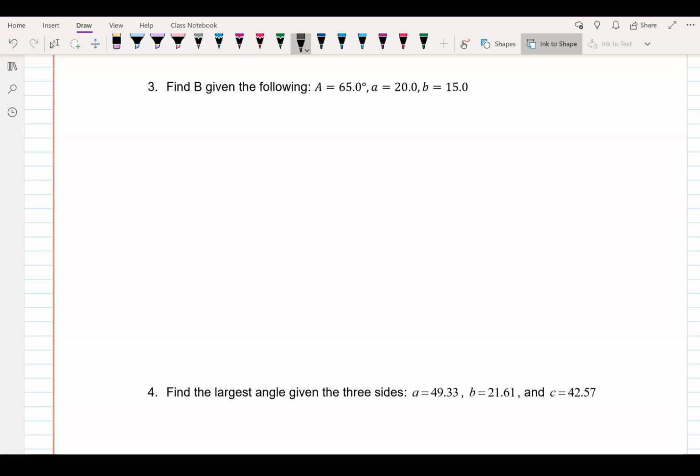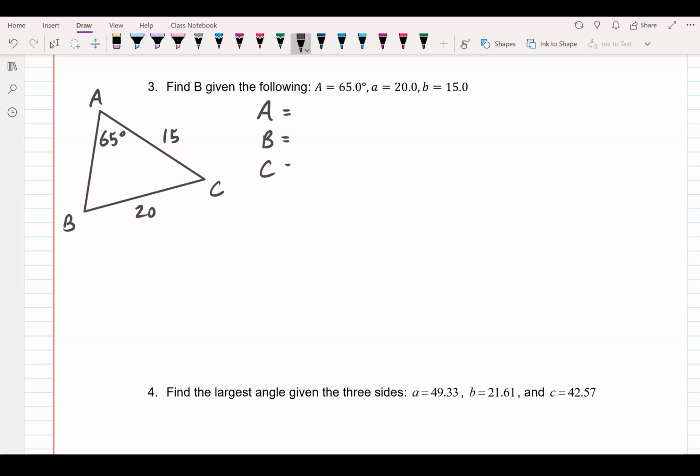Let's just draw a diagram for this. Doesn't need to be anything fancy, just a little diagram. And we can label it whatever way you want. I'll just put A, B, and C over here. Now we know that 65 is angle A, we know that side A is 20, and we know that side B is 15. If you wanted to write that in our kind of table form, that's perfectly fine too. In fact, that would be the smarter way to do it. Having both would be the best.